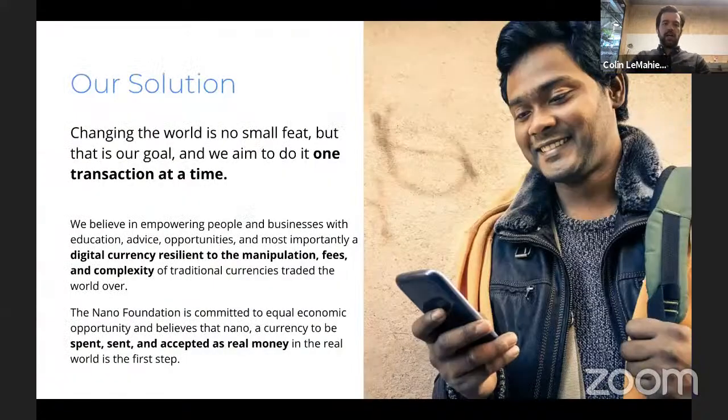So our solution is cryptocurrency. It's a difficult thing to work on. It has a lot of technical things that have been worked on. Obviously, this whole industry has been around for 10 years, and lots of people are trying different solutions. But we think the way that we're doing it will make currency resistant to manipulation, fees, and complexity. And our goal is for Nano to be spent, sent, and accepted as real money. So the focus is currency.